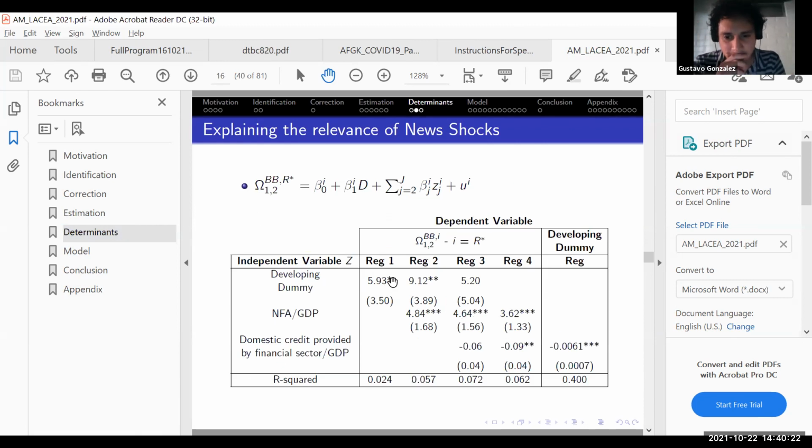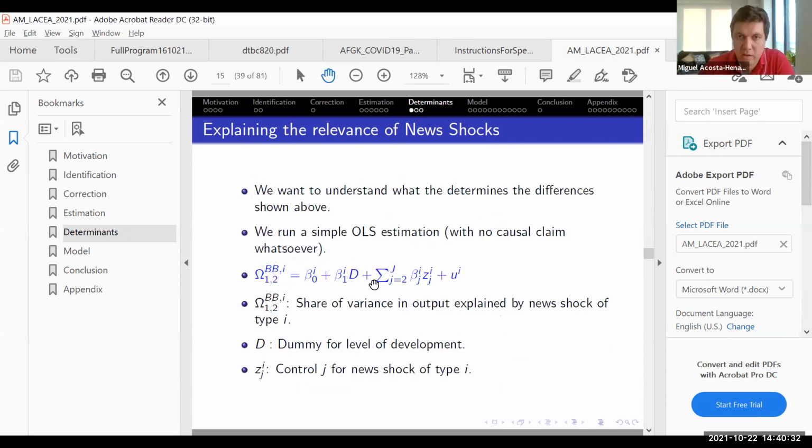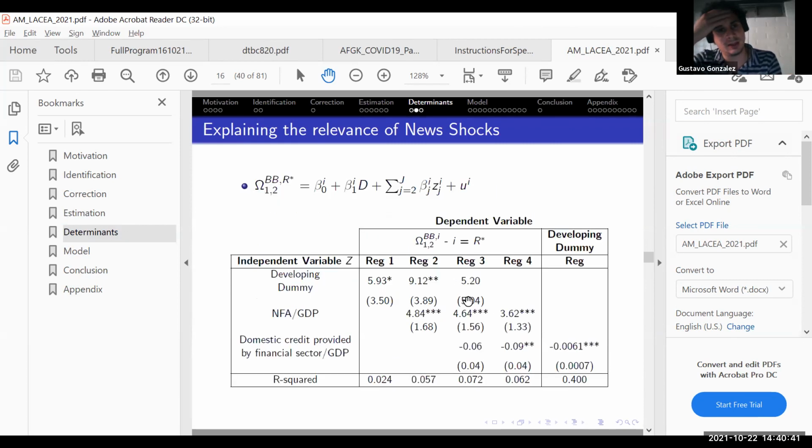Yes. Maybe not exactly that. Or this one. Let me see. Trade over GDP. Okay. Probably you're thinking of this slide, where this is the dummy you're thinking about, right? Yeah. I was thinking that maybe, or maybe I'm missing something, but the impact of news, or how much news explain of the output variance, will depend on the level of development.